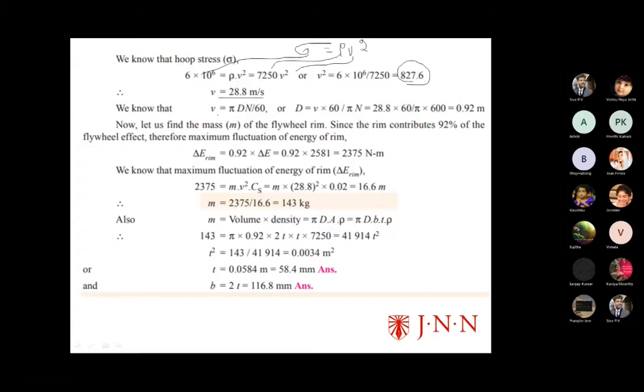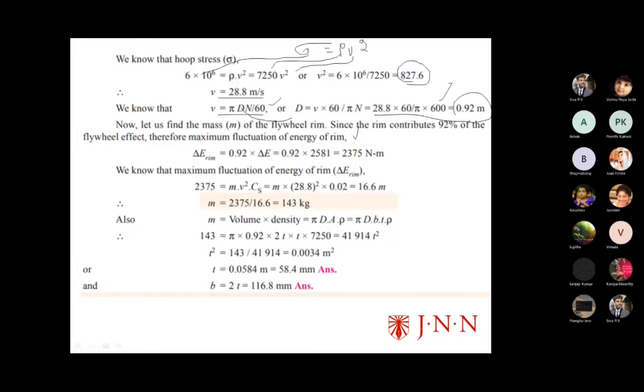So V equal to pi D N by 60 is the formula. We only have to find D. D equal to V into 60 divided by pi into N. Totally, we get 0.92 as the diameter value. So now we come to the next value, the mass. Now one condition is given.